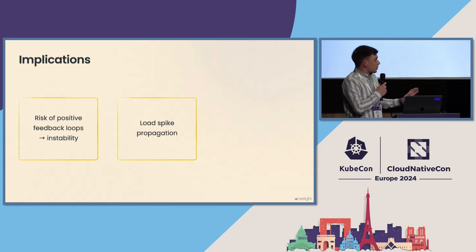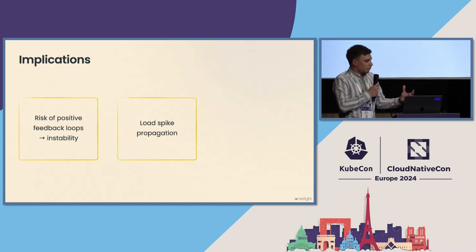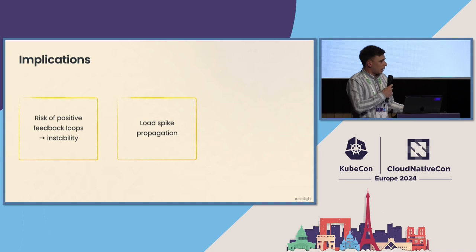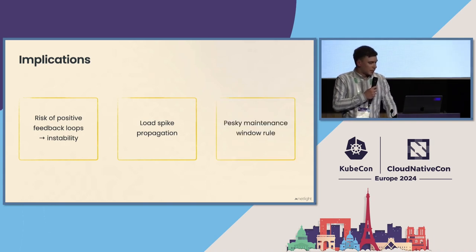Another one is load spike propagation. Even in the case that the platform can handle the load itself, the downstream services might not be able to handle these spikes. So this is also an issue that plagued our system a little bit.